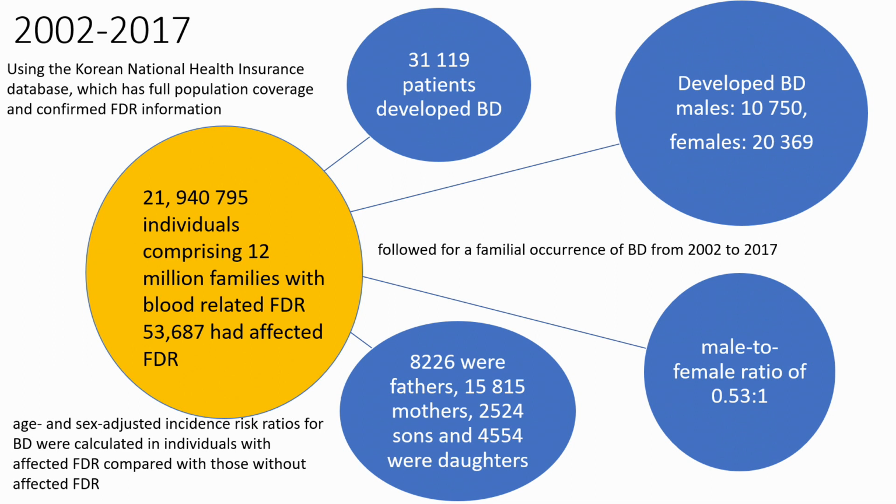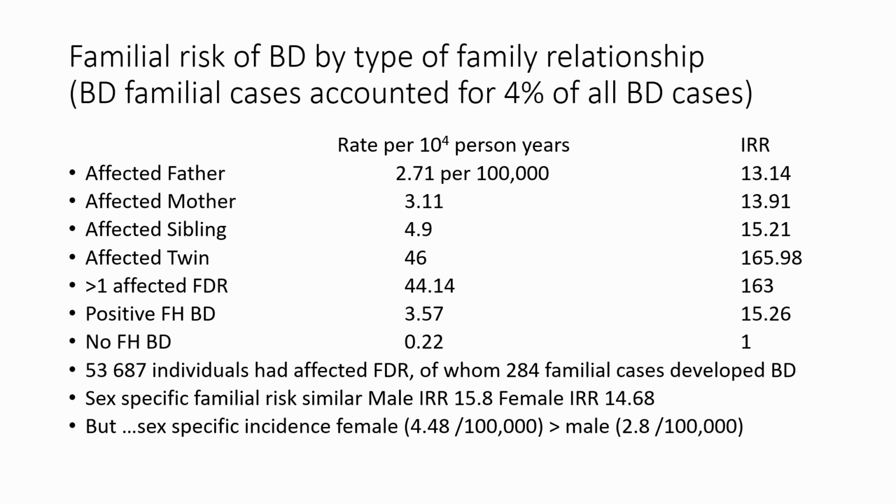They found 31,000 patients who had Behçet's in the country as a whole, more women than men, as you can see. 8,000 of them were fathers, 15,800 were mothers, 2,500 sons, and 4,554 daughters. And they were able to work out the risk of getting Behçet's syndrome. And this is the data that summarizes what they found.